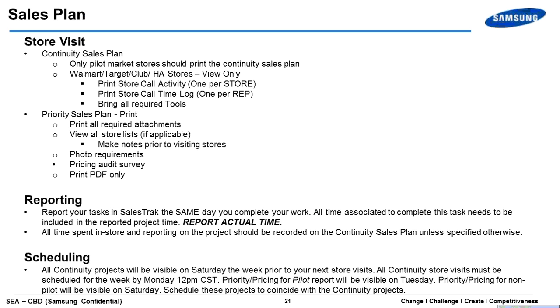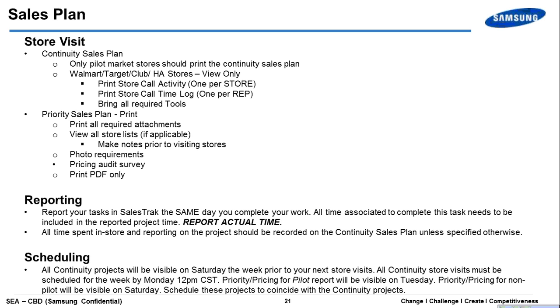Now, whenever you conduct a sales call or a store visit, you need to bring all of the tools with you into the store. This way you don't have to go back out to your car and waste time. Just bring it all in with you whenever you start your store visit. The priority plan will ask you for time, how much time it took you to complete your store visit. And you would need to enter 1 minute for that project because all time should be reported on the continuity sales call.